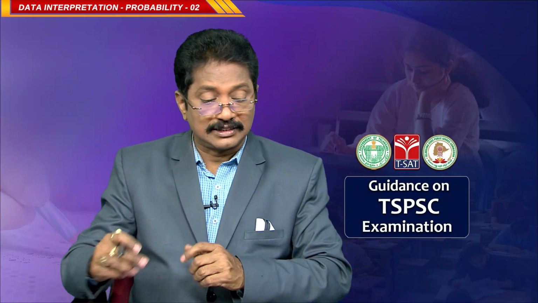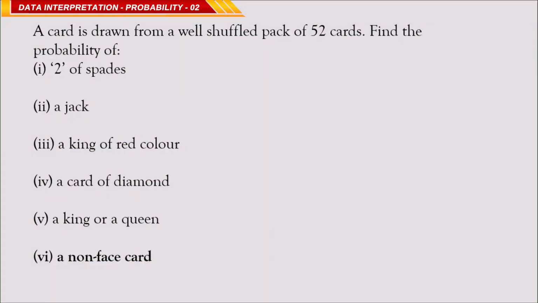Now, shifting to the other questions. A card is drawn from a well shuffled pack of 52 cards. Find the probability of the 2 of spades. Already I said we have spade, club, diamond and heart, correct. So how many spades with the number 2 are there? There is only 1 spade having the number 2, so 1.